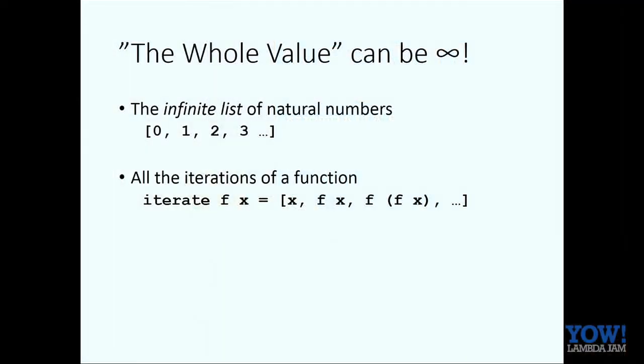So what I was really inspired by in these papers was that I was fascinated by whole value programming. And with lazy evaluation, the whole value can be infinite. For example, it could be the infinite list of natural numbers, 0, 1, 2, 3, and so on, without end. It could be all of the iterations of a function: x, f of x, f twice of x, and so on. Now, of course, this doesn't mean when we program with these things that we're ever actually going to compute all the iterations of a function. You can't, you'd fall into an infinite loop.